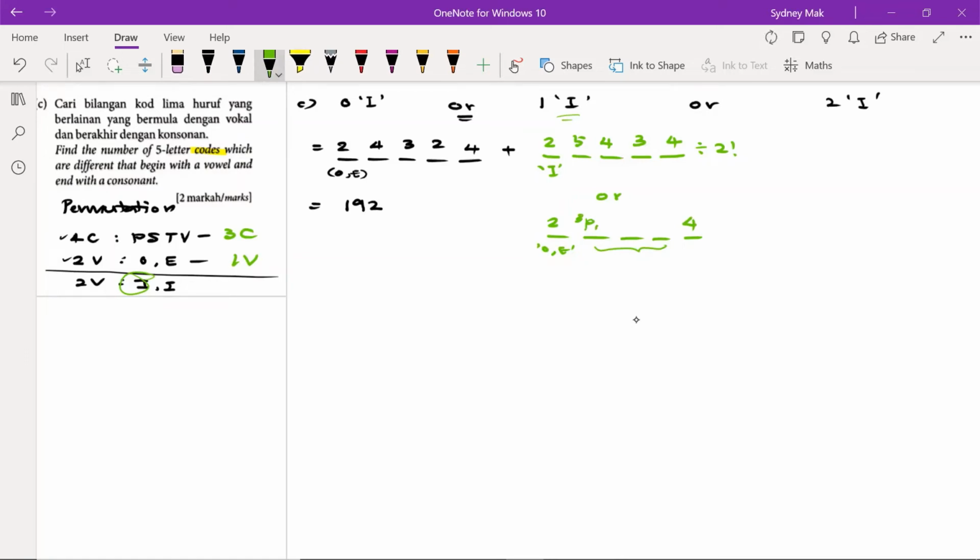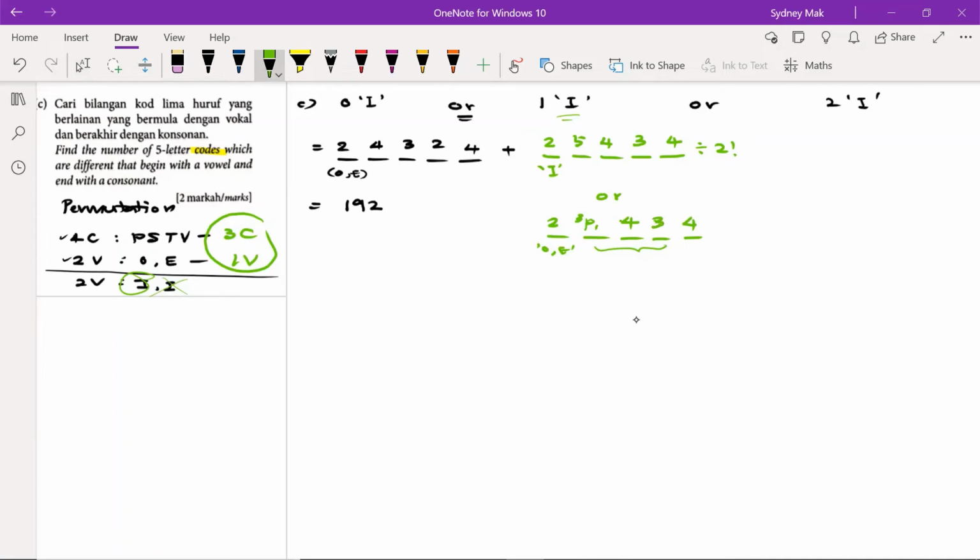And then we are left with 2 empty slots. So those 2 empty slots shall be chosen from the rest of the letters, 3 consonants plus 1 vowel. We don't look at the second I because we only want 1 I. So 4 choices here, or we can take 4P2. Never mind, just put 4 and 3. Therefore, let's count this part.